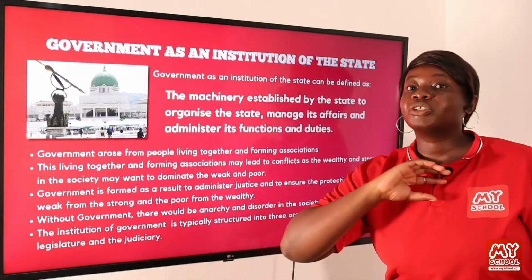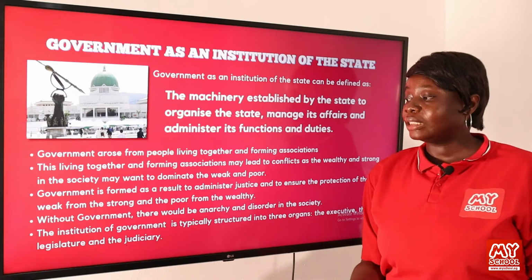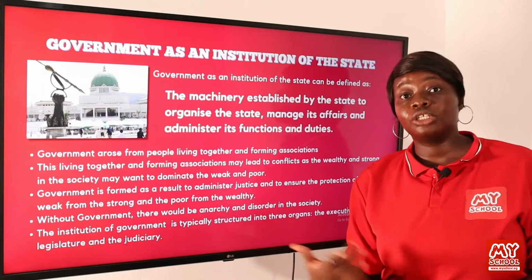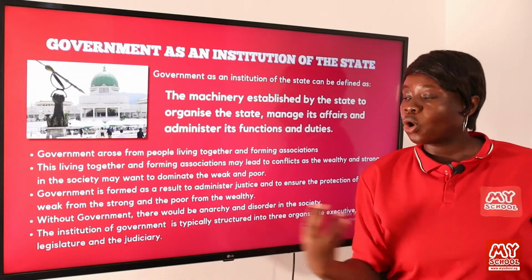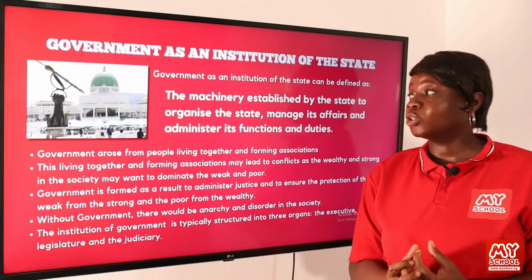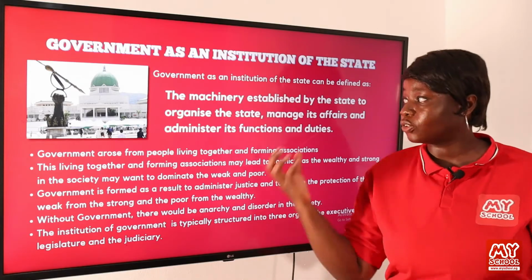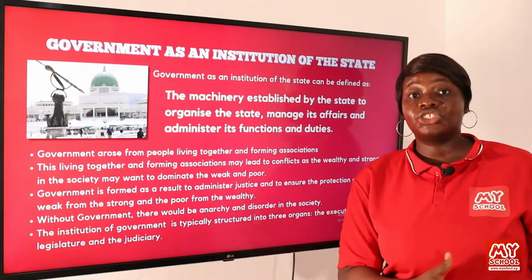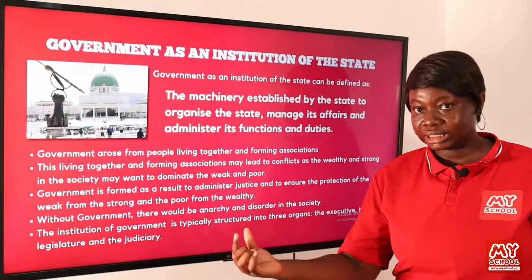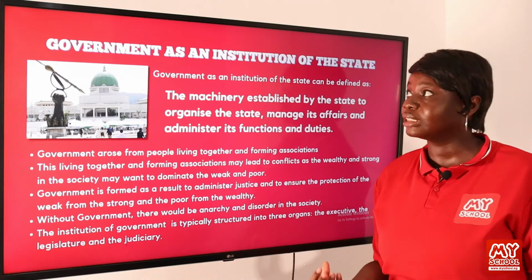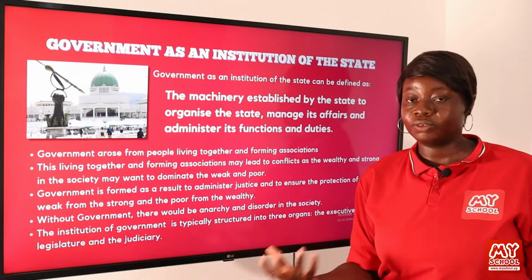The legislature is responsible for making the laws in the society, while the judiciary is responsible for interpreting the law and then punishing lawbreakers. So all of these are what forms the body that is responsible for administering the affairs of the state, for organizing the state, and administering its functions and duties. It is the organs of government that is responsible for doing that, and it is these organs of government that is the institution of the state.